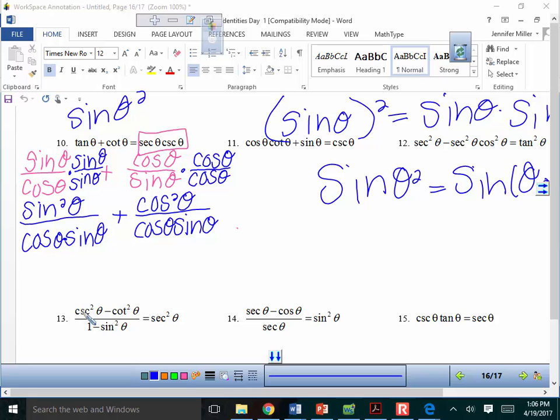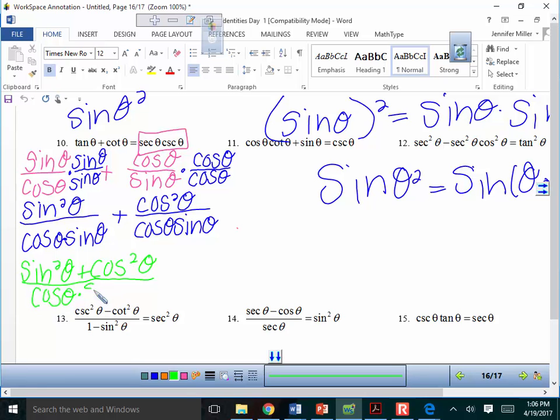So now can we add the numerators and leave the denominators the same as we would with any other fraction? Kevion? Yes. So we would just add at the top, and that's sine squared of theta plus cosine squared of theta all over cosine of theta times sine of theta. All right. What's in the top, though? 1. And in the bottom, we have cosine of theta times sine of theta.